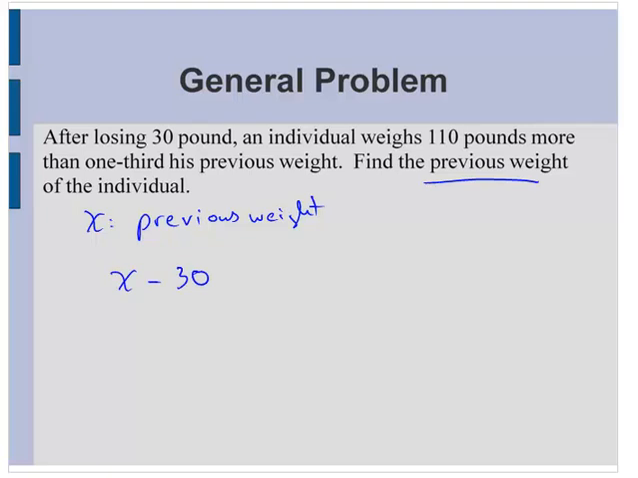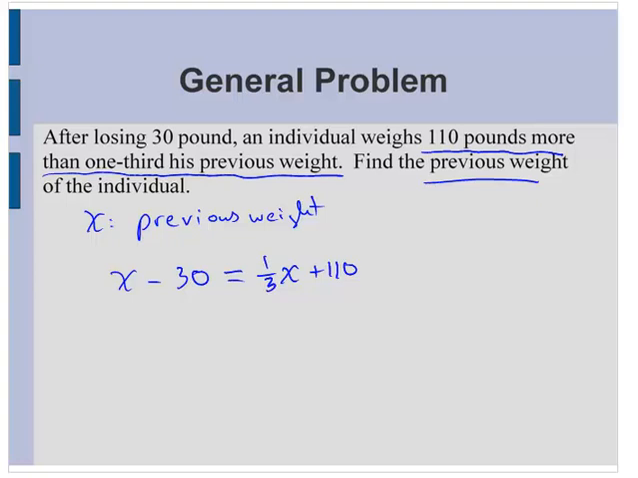But wait a second, it's also 110 pounds more than 1/3 the previous weight. So 1/3 the previous weight, plus 110 pounds, and these are both his new weight. He's 30 pounds less than the original, and 110 pounds more than 1/3 of the original. So now we equate them and solve the equation.